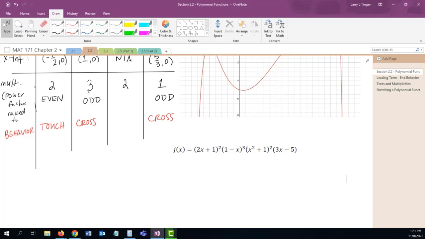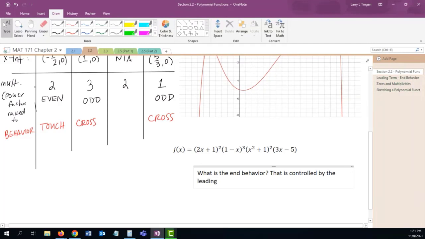The other pieces of information I need if I want to talk about my polynomial function is I'd like to talk about end behavior. Okay? So if this is my polynomial, the end behavior is controlled by the leading term.